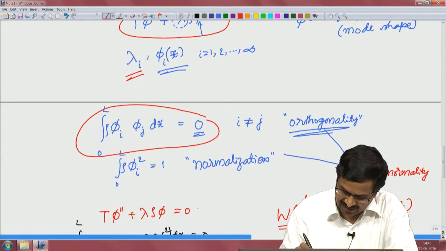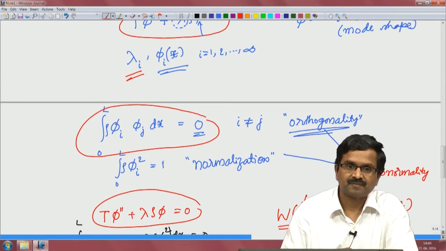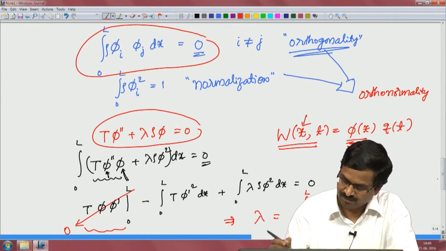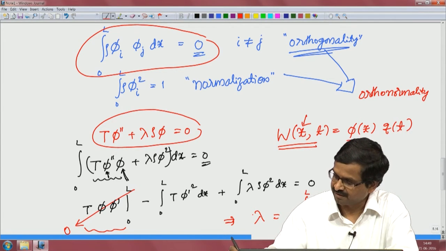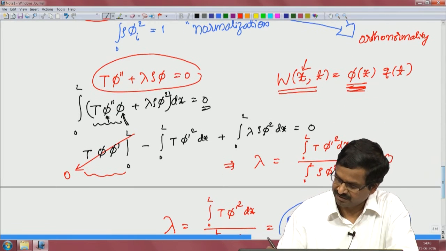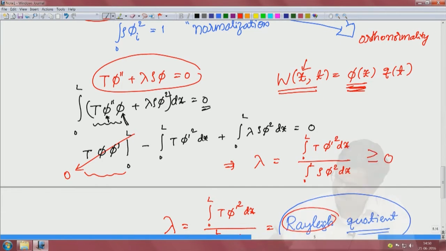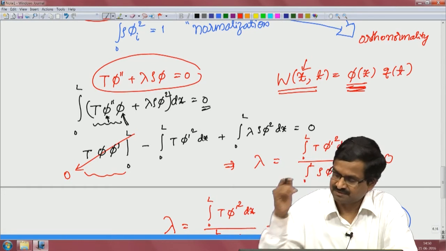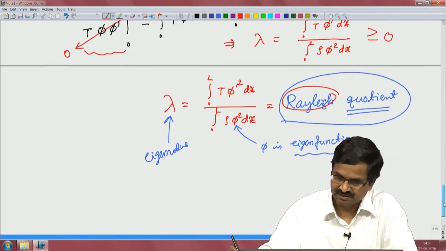Our starting point again is this equation, and our trick is almost the same. The trick is what we did to prove that lambdas are always non-negative, and to define the concept of this Rayleigh quotient. What we did was we multiplied by phi and integrated. This is one trick that you should remember in this topic. When you have an equation, you multiply the whole equation by something, integrate from 0 to L, and then see what happens.